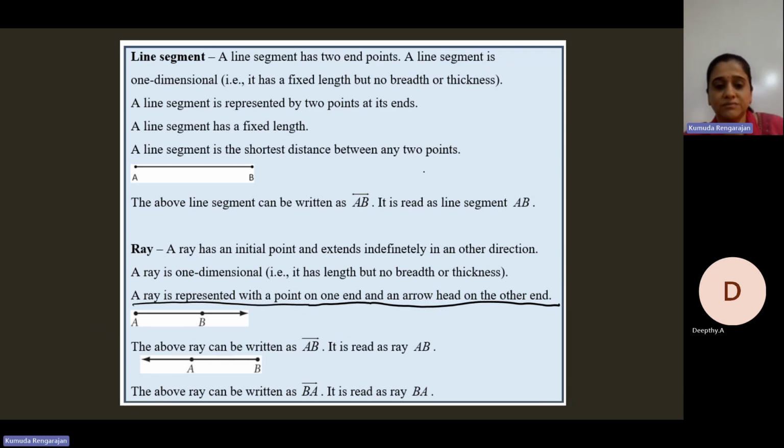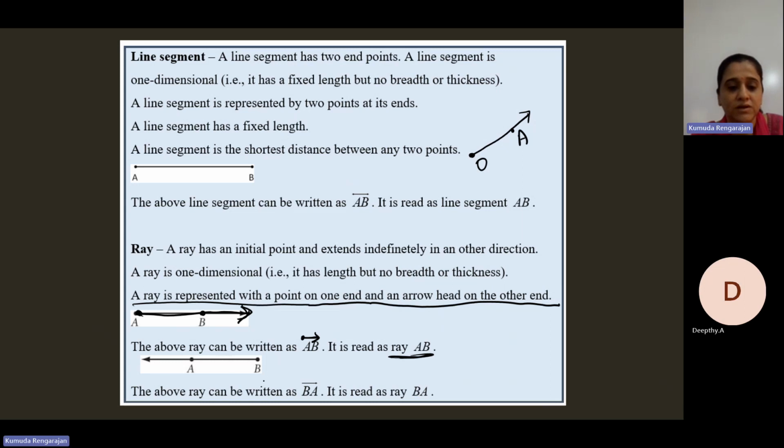So you can see here, this is what I had shown you earlier. We said ray OA, and that's what you see here. Ray AB: you can see the point here and the arrowhead here. This is the point, this is the arrowhead. It is read as ray AB.